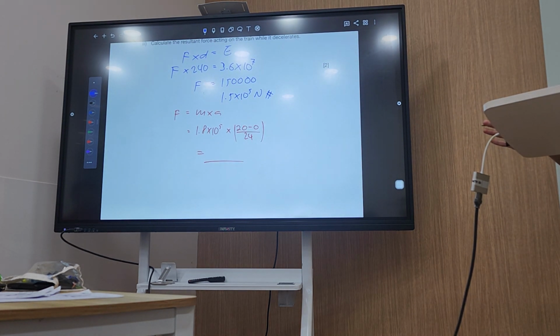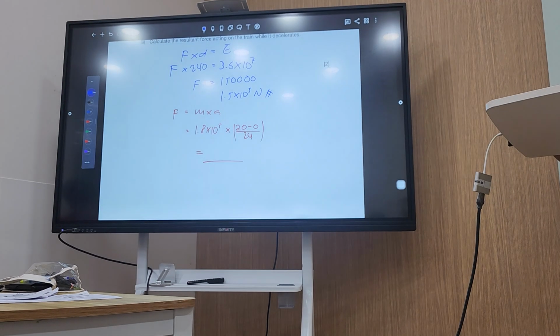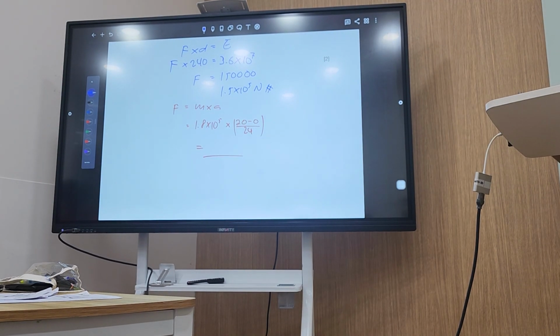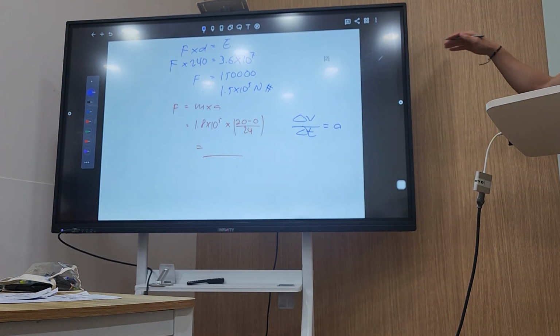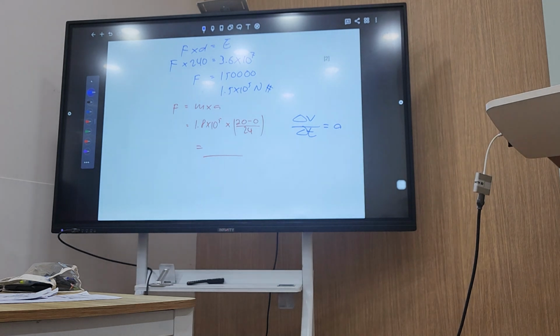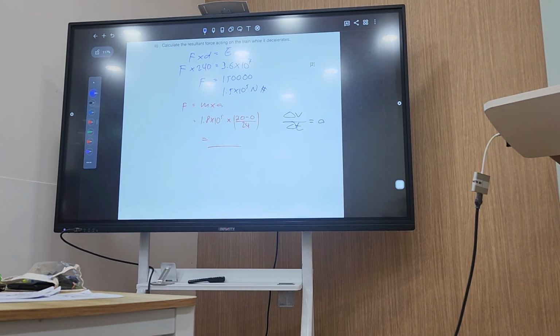Okay, anybody else? Any problem? We want 20 minus 0, change in speed over change in time, is acceleration. You started from 20, you decelerate all the way to 0 over a period of 24 seconds. Then you lost 20 over a period of 24 seconds.